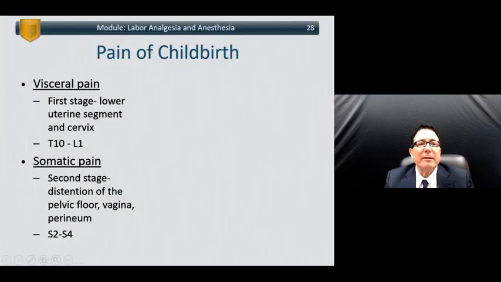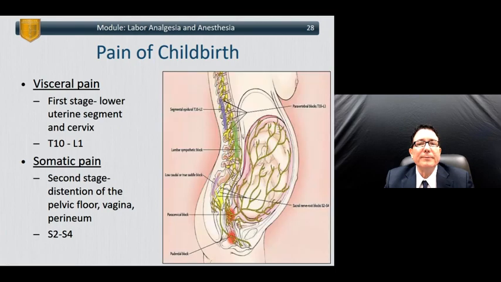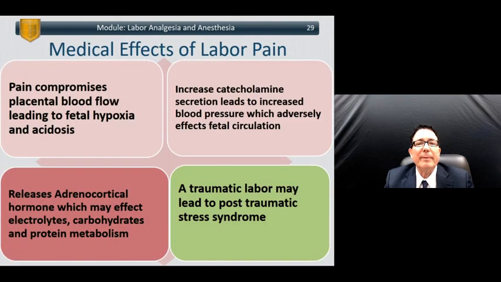Pain of childbirth. There's visceral pain and there's somatic pain. Visceral pain in the first stage, lower uterine segment and cervix, usually dermatomes T10 to L1. And somatic pain, second stage, distension of the pelvic floor, vagina, perineum, usually dermatomes S2, S3, and S4. And on the right-hand side there is just a picture showing the issues with visceral pain and somatic pain.